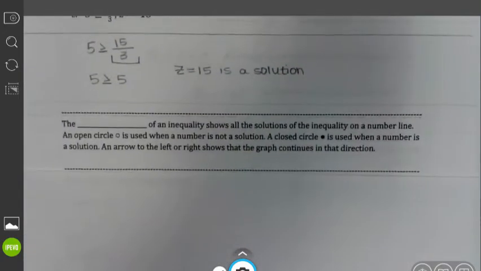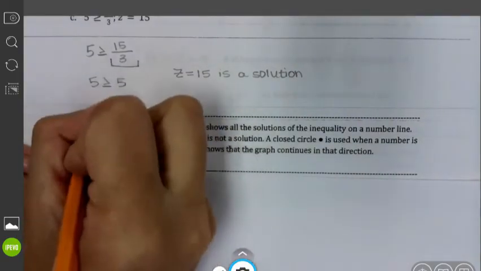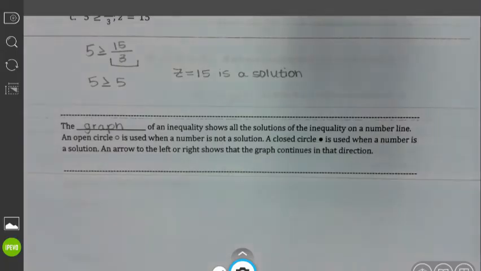Now that we've figured out how to check our solutions, we are going to graph. The graph of an inequality shows all the solutions of the inequality on a number line. An open circle is used when a number is not a solution. A closed circle is used when a number is a solution. An arrow to the left or right shows that the graph continues in that direction.